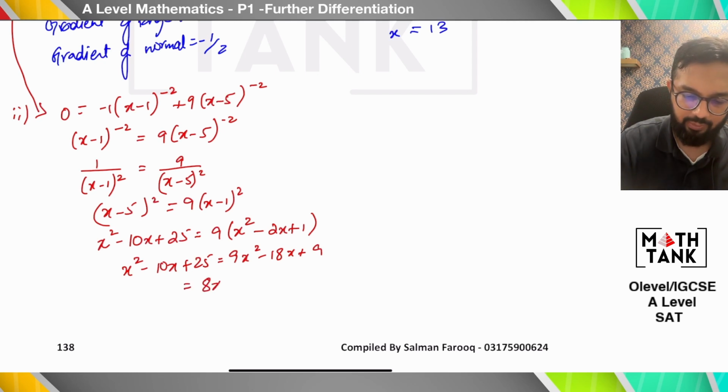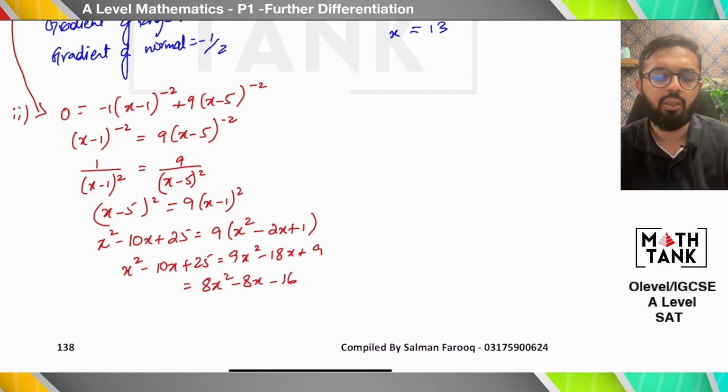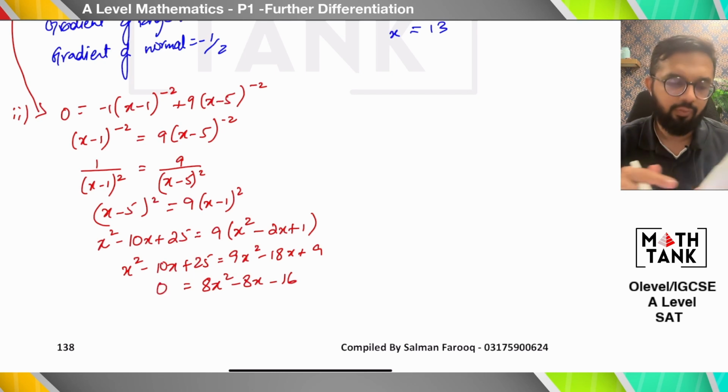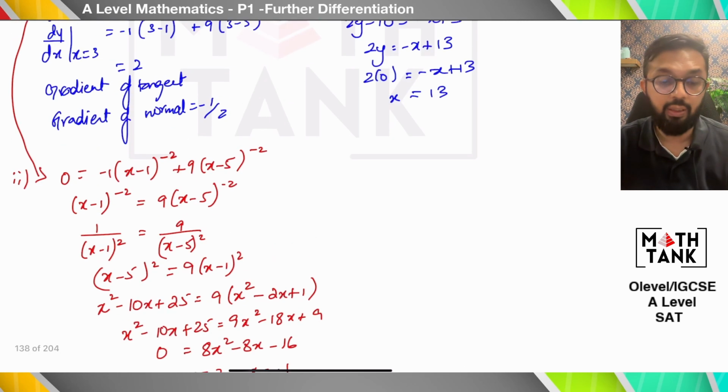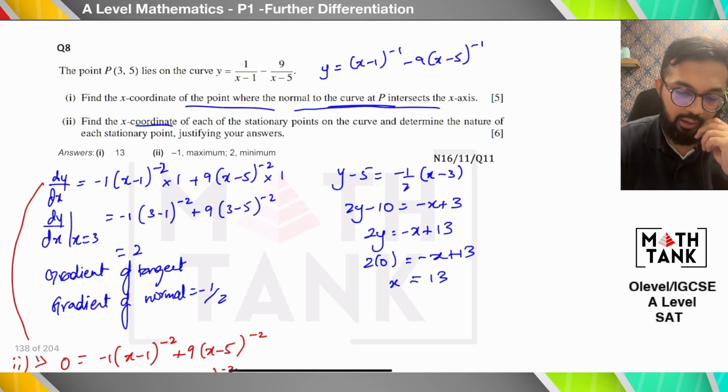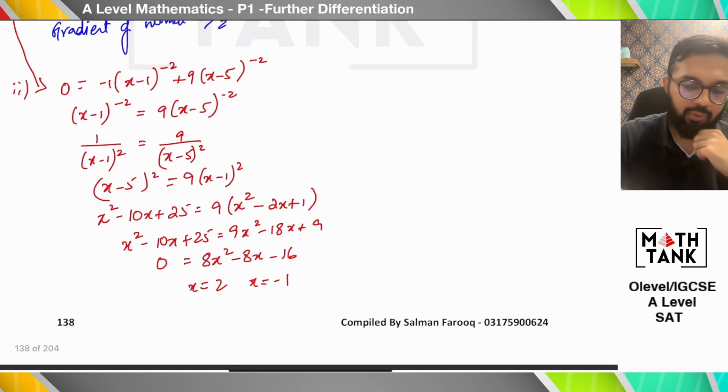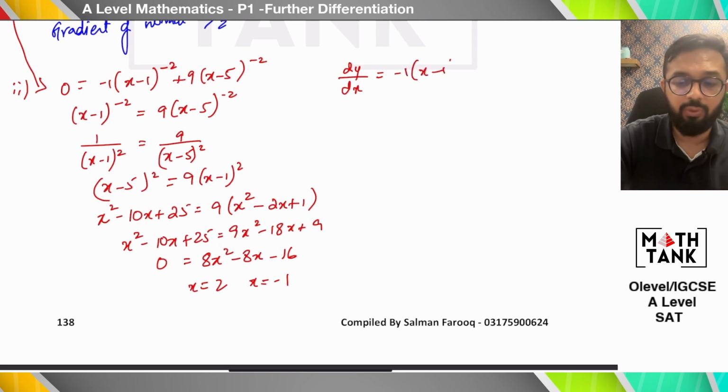So I have 8x squared minus 8x plus 9 minus 25, which should give me minus 16, I think. Yeah. Let's try solving this on a calculator: 8, minus 8, minus 16. 2 and minus 1. Yeah, sounds right. And I have to justify whether they are maximum or minimum, so I start with dy by dx again. Very long question, but a very simple one as well. So I'm happy doing these questions.